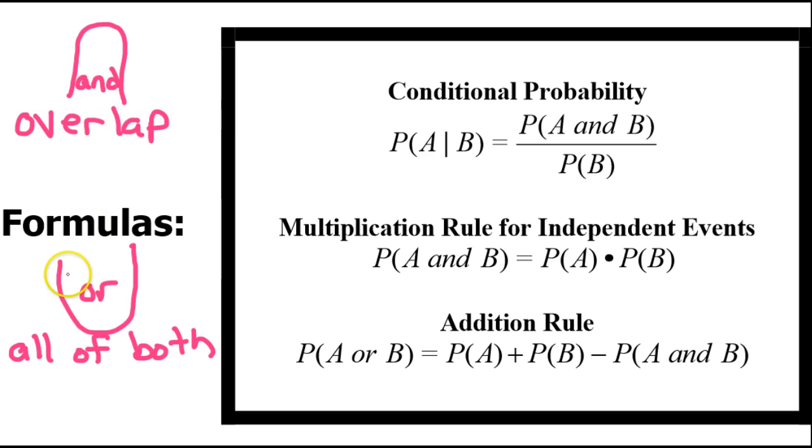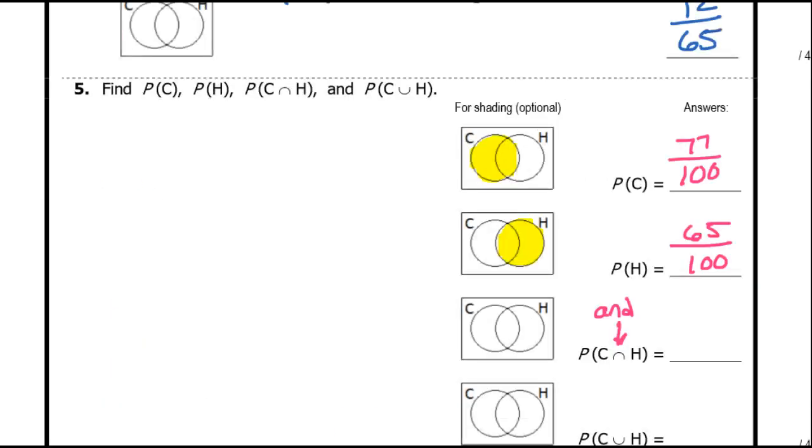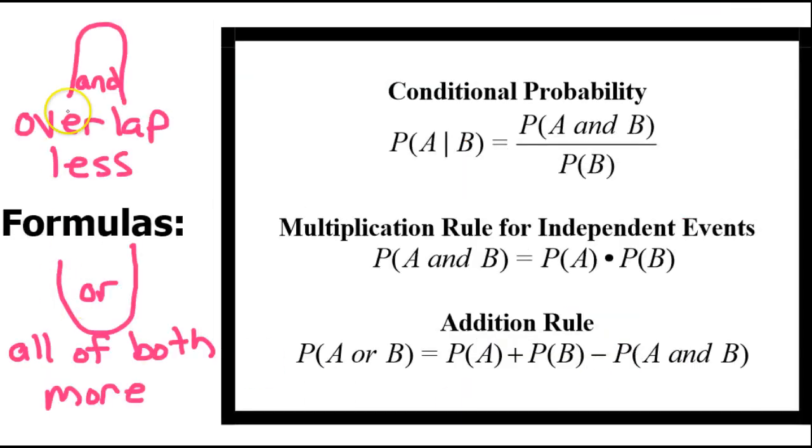Okay? Also, AND is always going to be less than just one of the sets, and OR is going to be more than just one of the sets. So keep this information in mind as we do these problems. So this is an AND problem. So as I mentioned, AND is the overlap between the two sets.